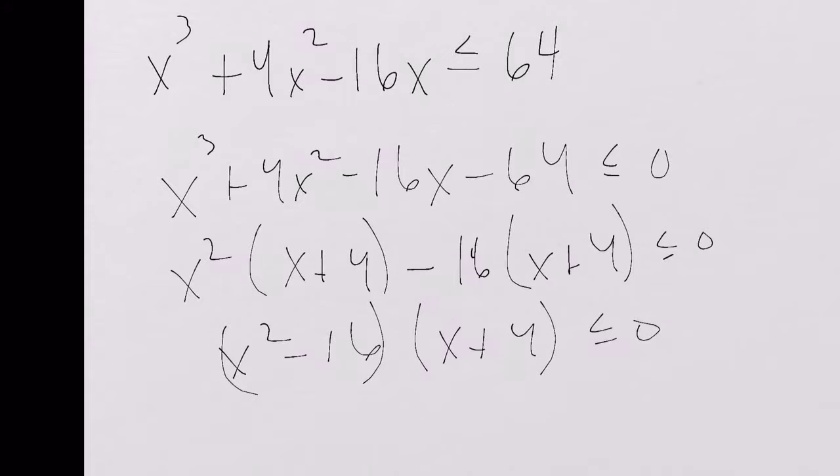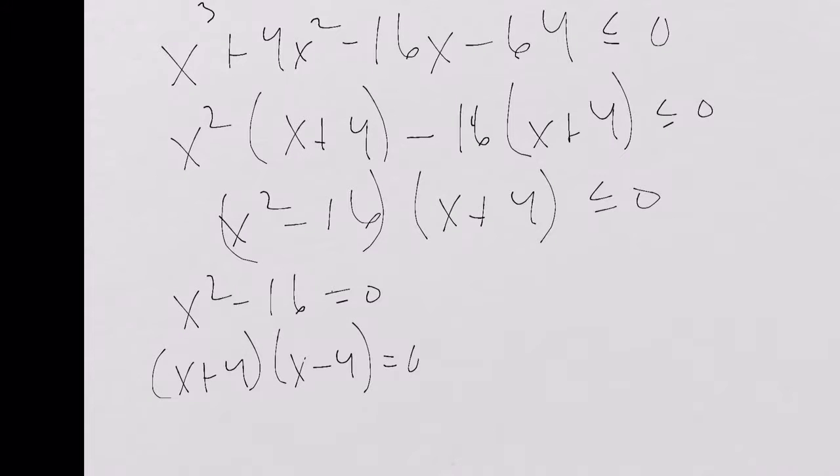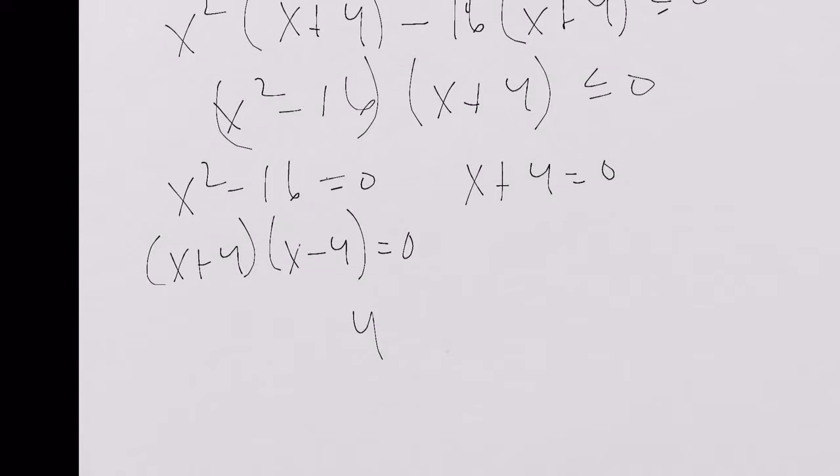Well, when we're doing this, we could set each piece equal to 0, and that would give us some places to check. This part would give us x plus 4, x minus 4, equals 0, and that piece is easy enough. So we need to look around 4 and negative 4. And on the graph we saw at negative 4 it was equal to 0, but then it came back down. So all those values. That just gives us places to check on our number line.